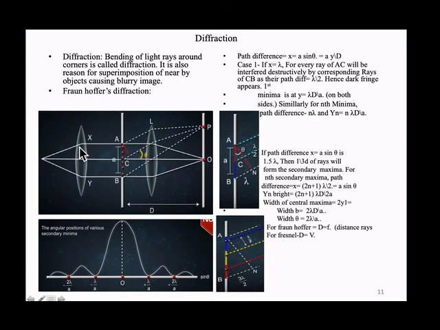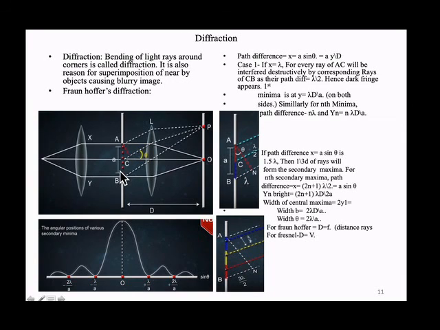How is it? There are light rays coming from the sun. This is Fraunhofer diffraction. Fraunhofer diffraction means a distant source, like the sun, and Fresnel diffraction means a nearby source. Let us first see Fraunhofer diffraction. The source is coming straight.